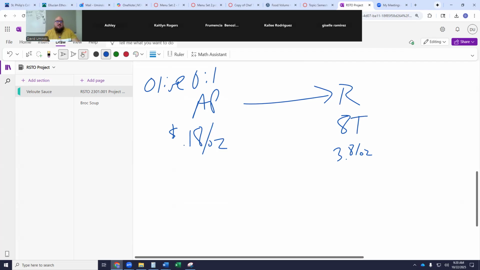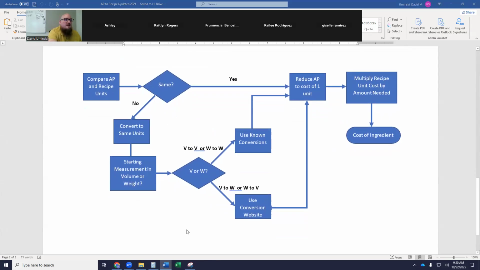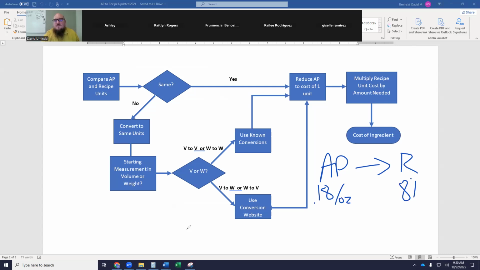So let's use our flow chart here. My gosh, y'all, I'm loving this flow chart. I'm glad I developed this in 2024. Just in time. So 18 cents per ounce, and we need 8 tablespoons. First step, compare the AP recipe units. Are they the same? Ounces and tablespoons? No, they're not the same.